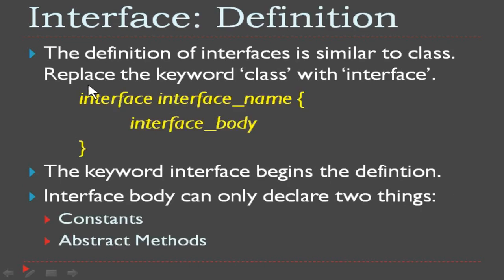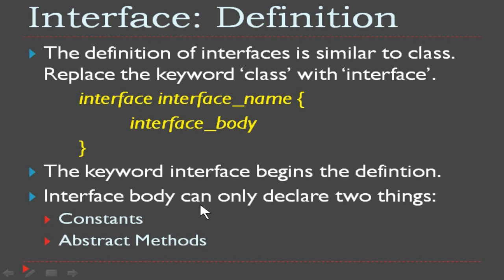Now you are going to see the definition of an interface. The definition of an interface is similar to a class. That means it looks similar to the class. The only thing is to replace the keyword class with interface. You can see here, normally in a class you will have the keyword class and then the class name. Here the keyword interface is used and the interface name, and then the body of the interface will be there. The keyword interface begins the definition.